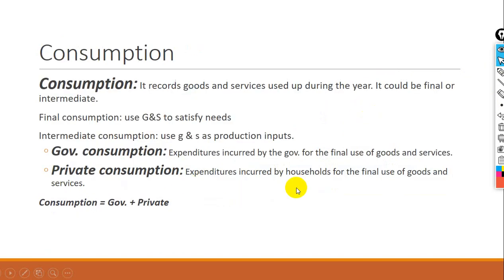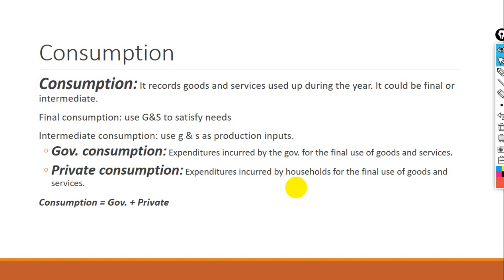Consumption. Usually, these data are recorded annually. With respect to consumption, it could be final or intermediate. Final consumption is goods and services used by the final consumer, while intermediate are goods and services that will be used in the production of another product. What is going to be included is the final consumption.